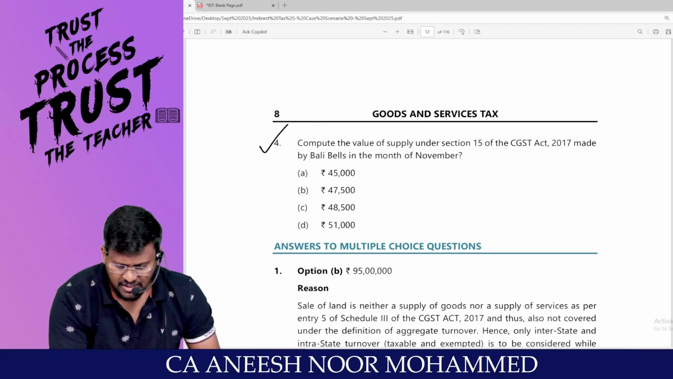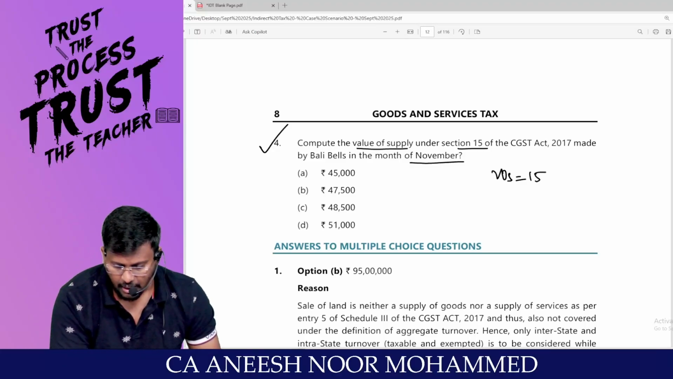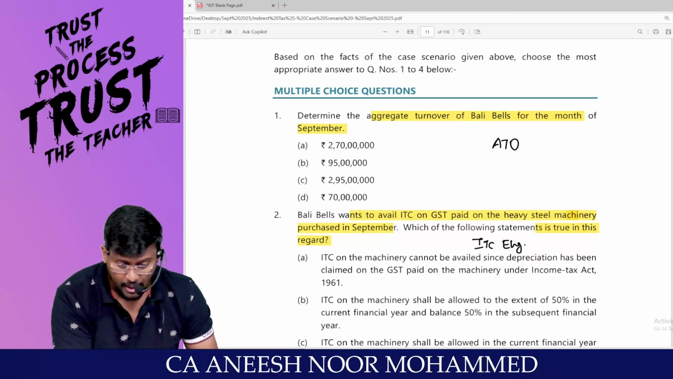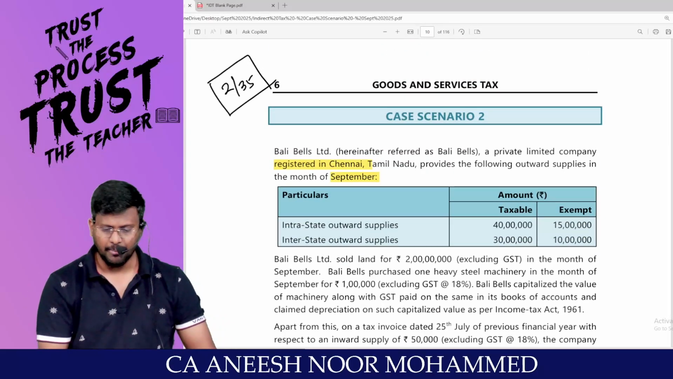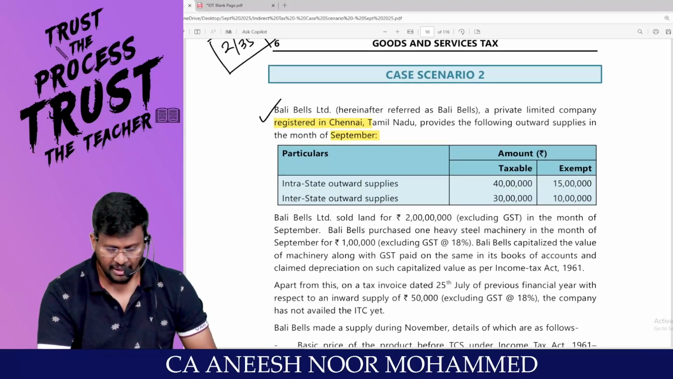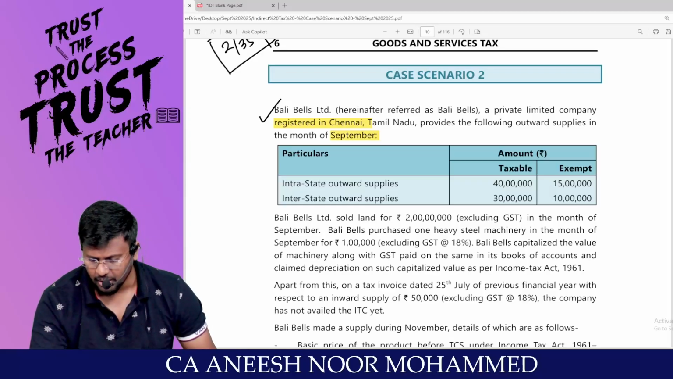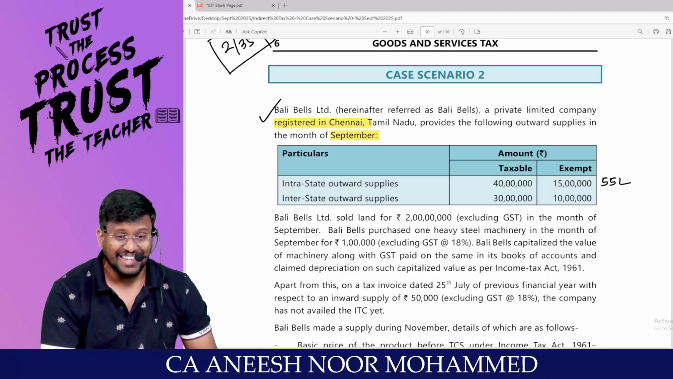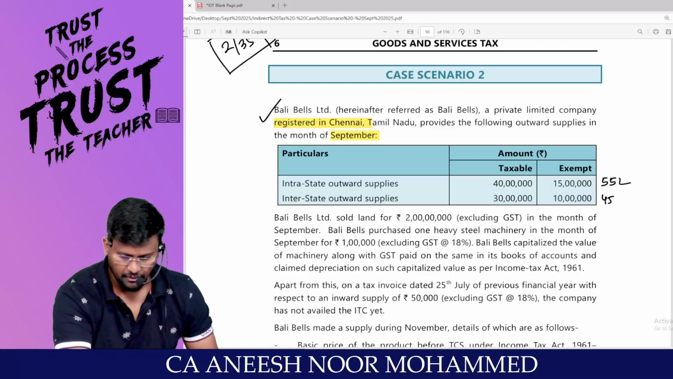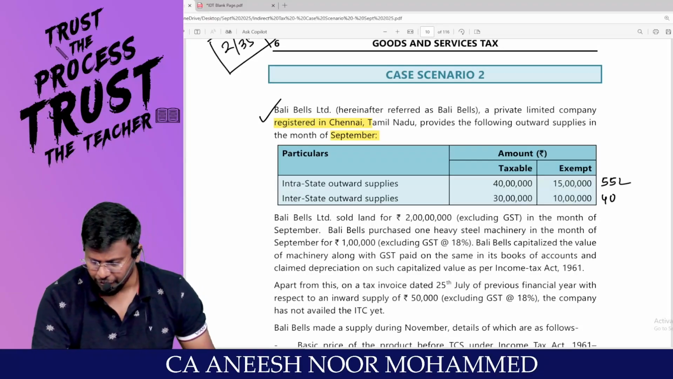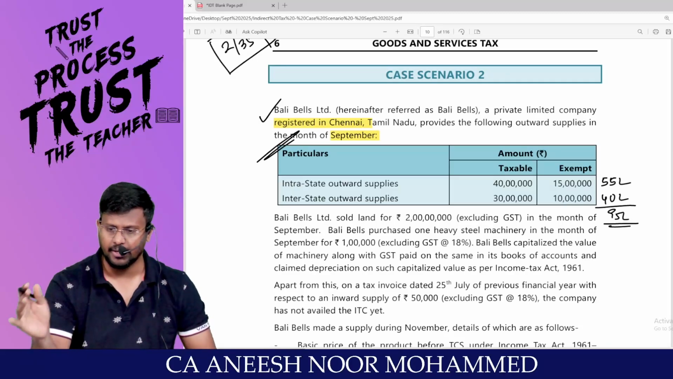Compute the value of supply under section 15. So they want the value of supply under section 15 in the month of November. The first requirement was September, and this is November. Can I start reading? So in the month of September, outward supply is given. Intra-state outward supply, sir, total 40 plus 15 comes to 55 lakhs. Interstate outward supply, 30 plus 10, 40 lakhs. 55 plus 40, 95 lakhs is the total outward supply, both taxable and exempted.